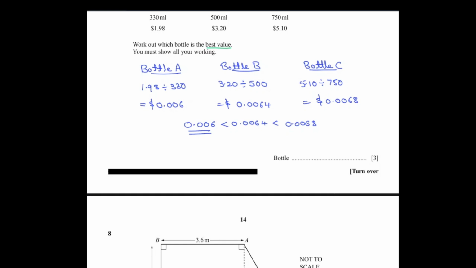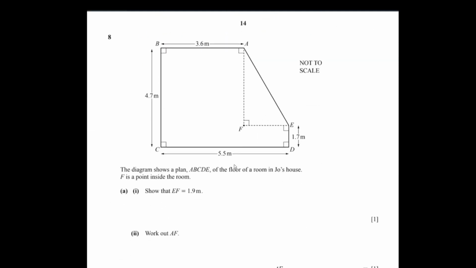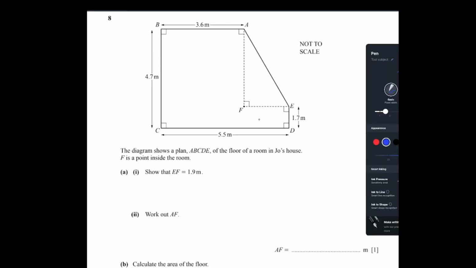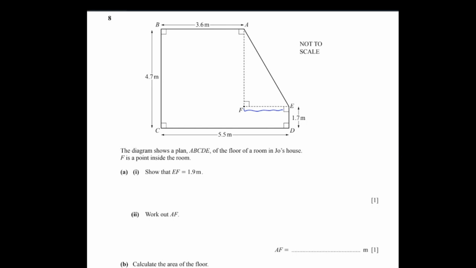Write down bottle A. Question number 7 is done. Question number 8 now. The diagram shows a plan A, B, C, D of the floor of a room in Joe's house. F is a point inside the room. Show that EF is equal to 1.9 meters. Now EF is the distance from E to F, which is this distance.